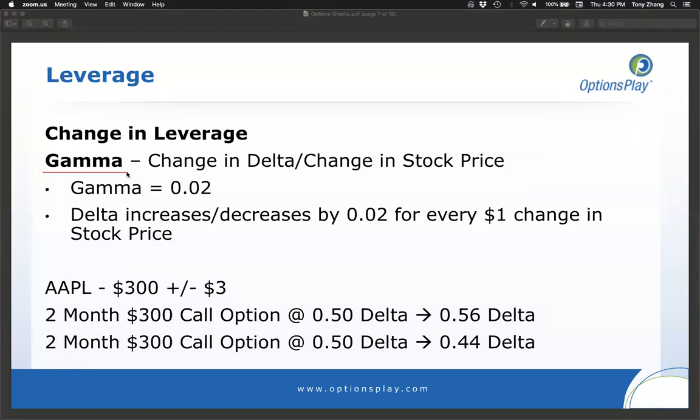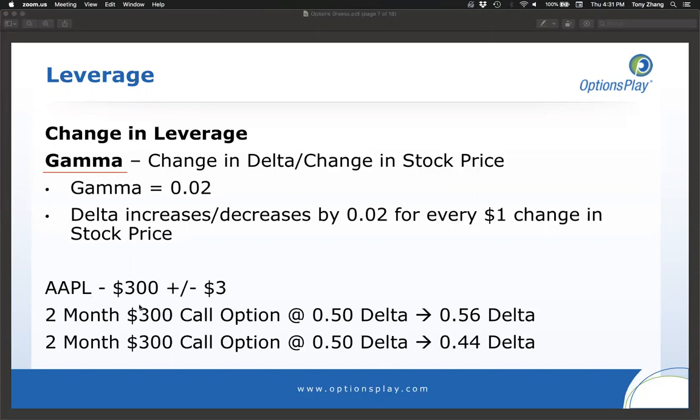Now, this is where I tend to lose a lot of people, and people tend to be scared off saying, what does that mean that delta changes? The only thing I think you need to know from this is that the changes in delta really work in your favor, okay? So gamma tells us how much delta changes when the stock price changes. So if you see a gamma of 0.02, what that means is that delta will increase or decrease by 0.02 for every $1 change in the stock price.